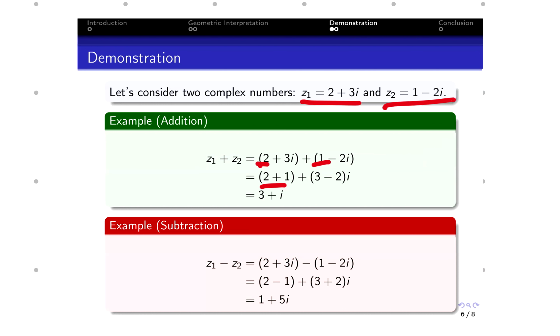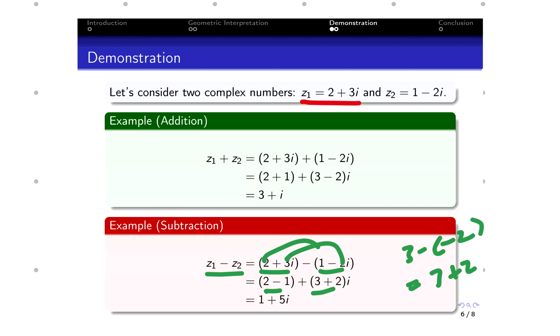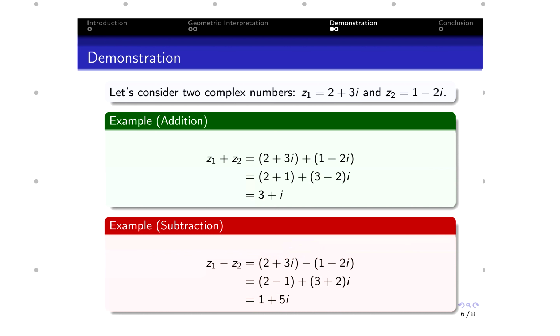For the subtraction, you have z1 minus z2. So (2 plus 3i) minus (1 minus 2i). That means you have 2 minus 1 as you have here, and then 3 minus minus 2. So 3 minus minus 2 equals 3 plus 2, and that's why you have 3 plus 2 here. So 2 minus 1 is 1, 3 plus 2 is 5. So z1 minus z2 is actually 1 plus 5i.